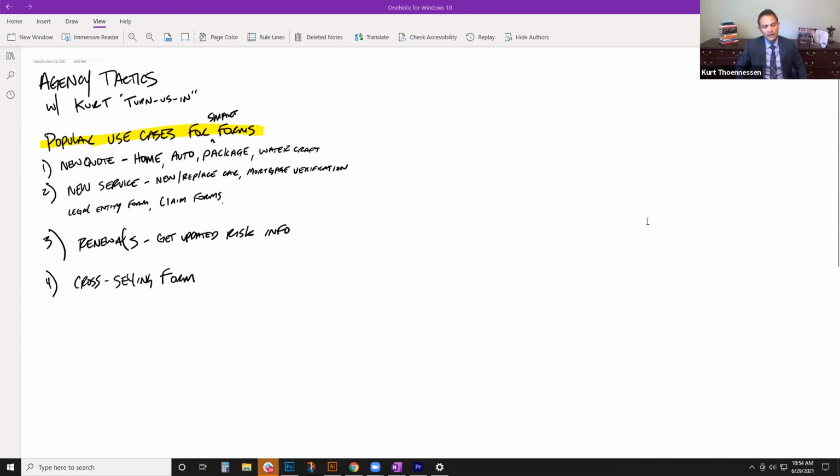Cross-selling forms. I would just say, there's two types of forms: package forms and individual line forms. If you're looking to do a cross-selling campaign, like sell umbrellas to every one of your clients who doesn't have an umbrella, just create a form that collects the information you need for an umbrella policy and send it to 700 people. And you're cross-selling that.